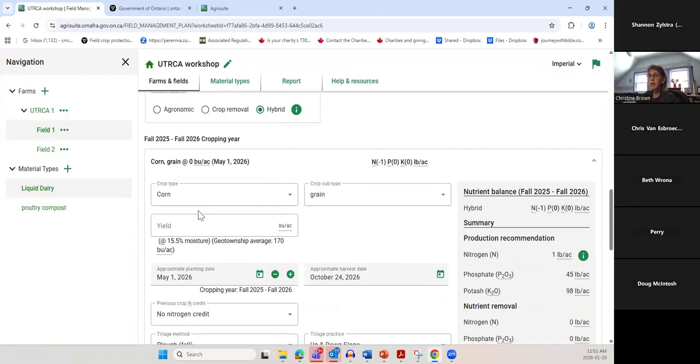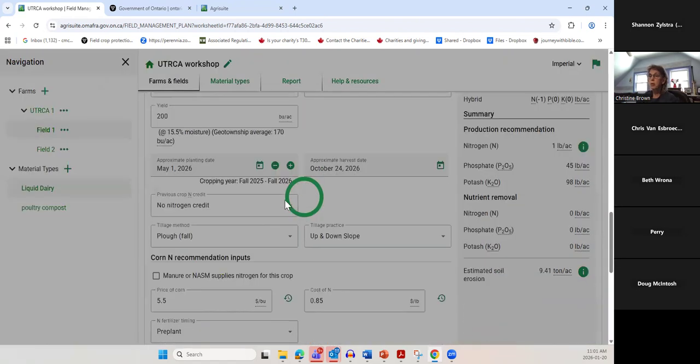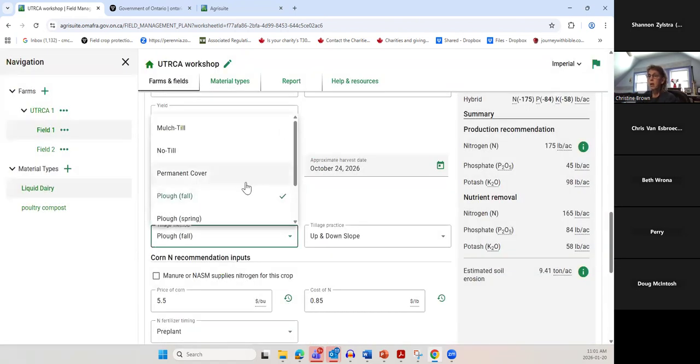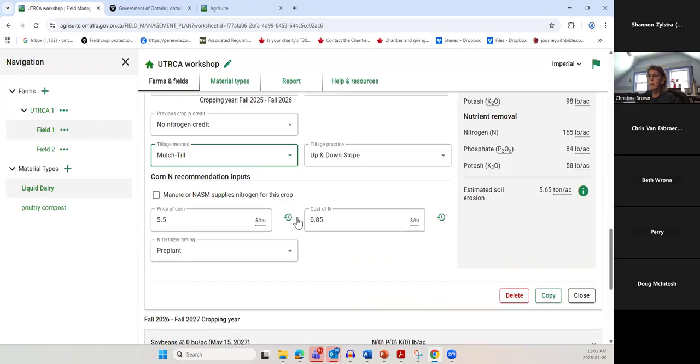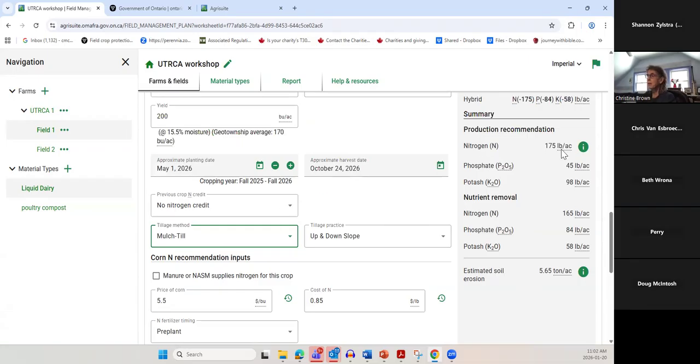Now the next thing I need to do is put down the yield. So I have a yield goal. We're going to be optimistic, 200 bushels per acre. Depending on if I had a red clover cover crop, I might have a nitrogen credit. We're going to say mulch till, up and down slope. And then if I want to, I can say that the manure analysis supplies the nitrogen for this crop. We're not going to do that in this case. If we wanted to get more fine-tuned, we could. So basically, I've added this crop.